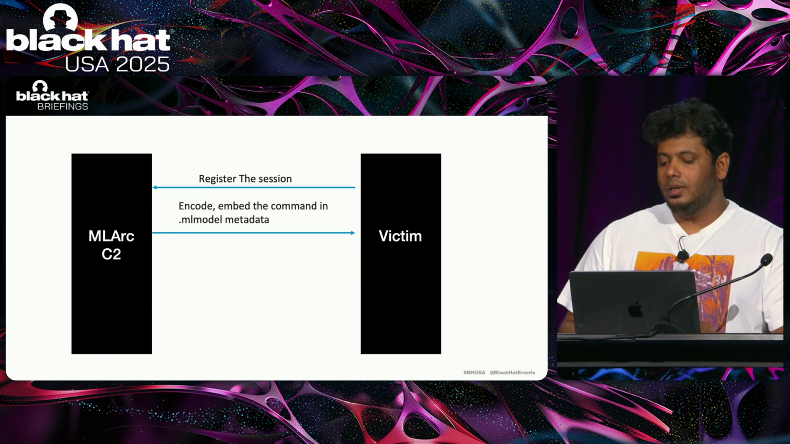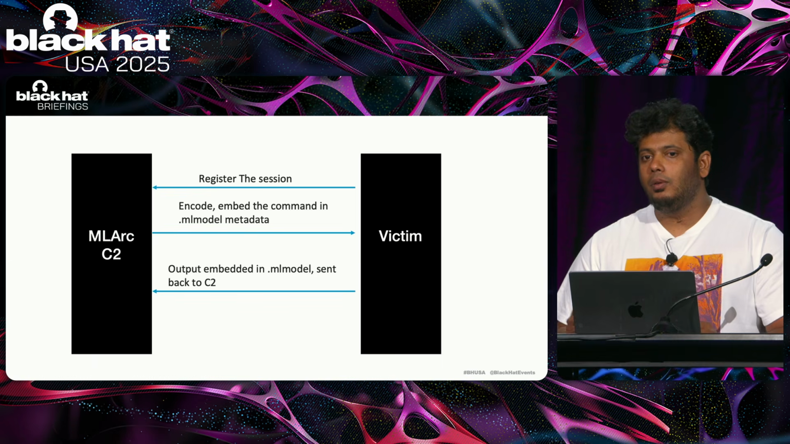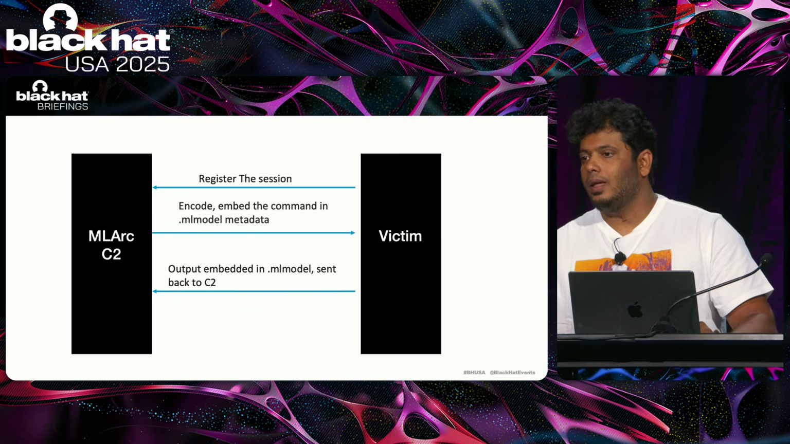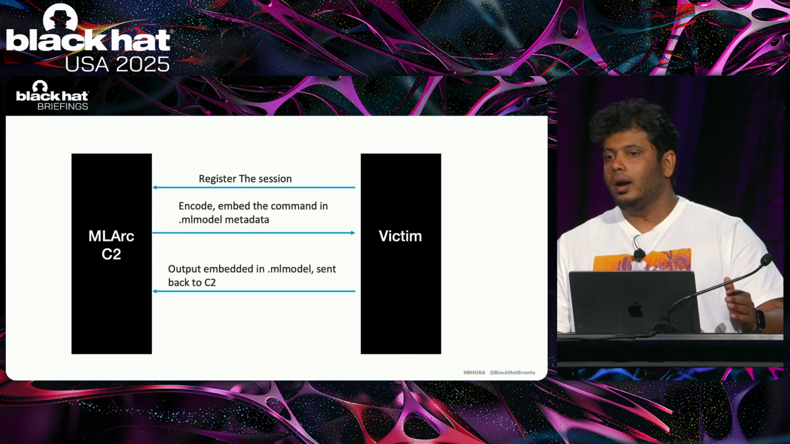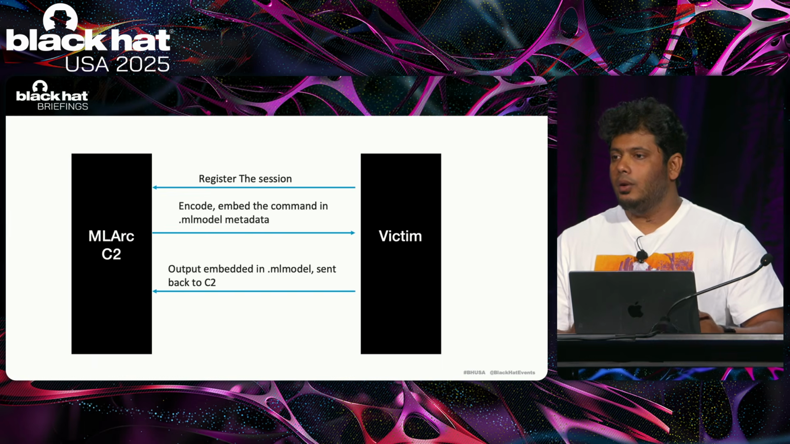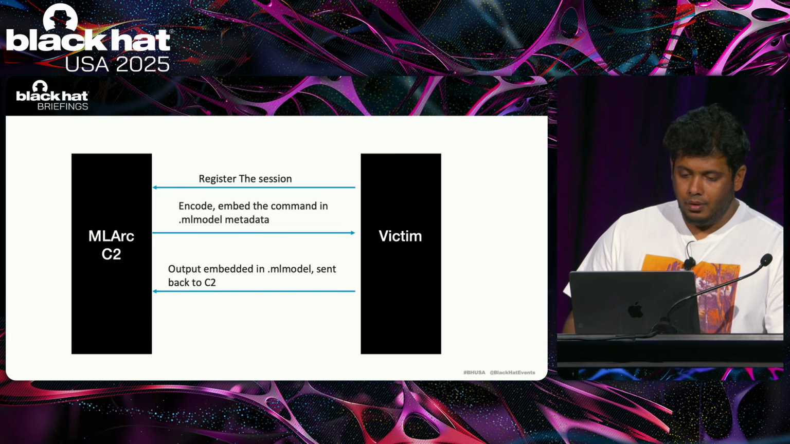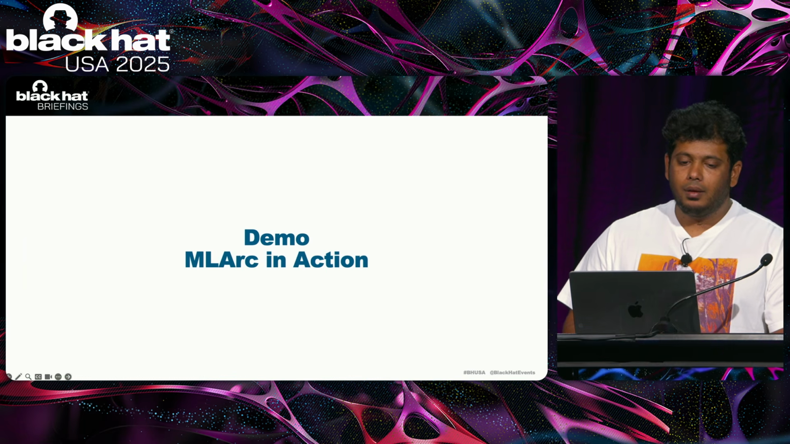And then it will again send the output back to the C2, again through an ML model. So again it uses CoreML libraries to recreate a model file by placing the output into it the same way, vice versa, and then sends it back to MLArc. MLArc again uses the CoreML engine to decode it, extract the output, and display it to you. So that's how this MLArc C2 works. I can show a quick demo of how exactly this is working.